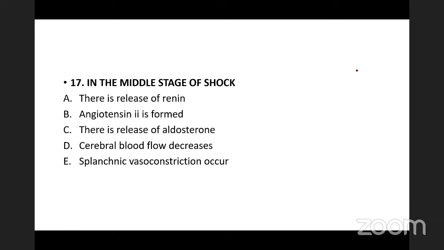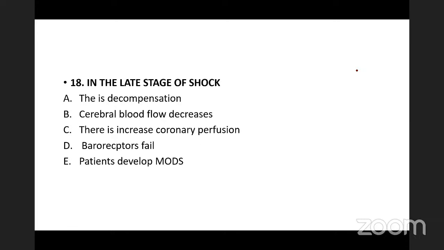Cerebral blood flow is decreased. Now, in the middle stage of shock, there is diversion of blood from the periphery and splanchnic circulation to supply the brain. So this is false because cerebral blood flow will increase. There is diversion from the periphery to supply the CNS. So this is false. Splanchnic vasoconstriction occurs. That is true.